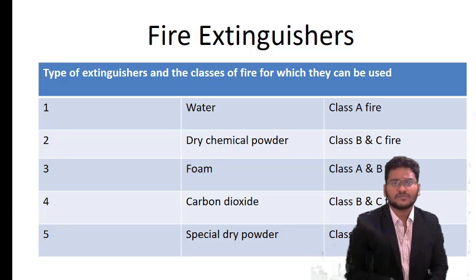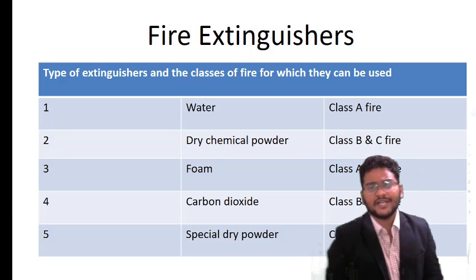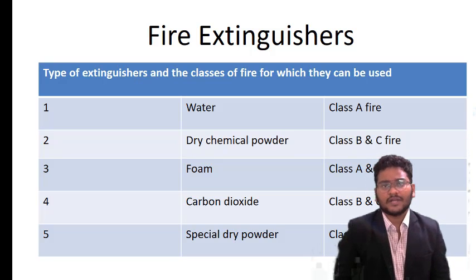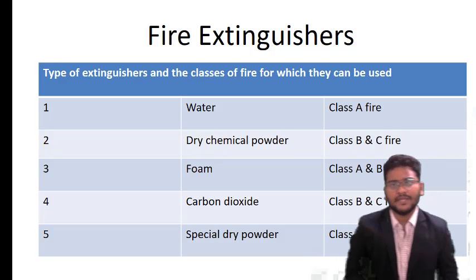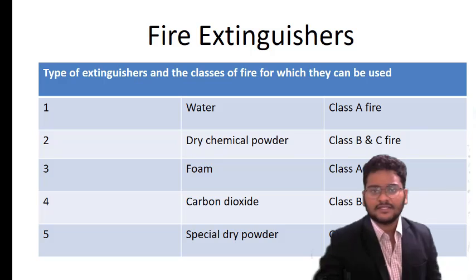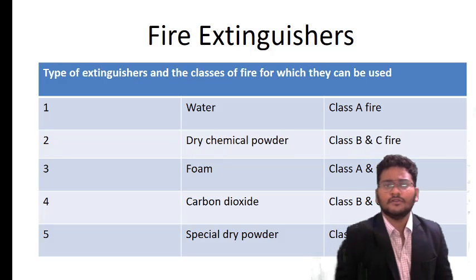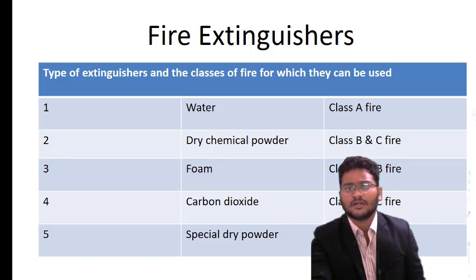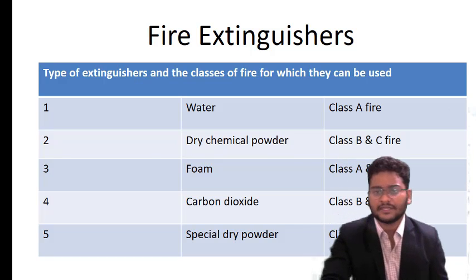Coming to the next, the dry chemical powder. Dry chemical powder we will use for class B and C. Next we will use foam, carbon dioxide foam elements, that will be for B and C. Coming to the next, we will use the AF carbon dioxide. That one we will use for B and C.